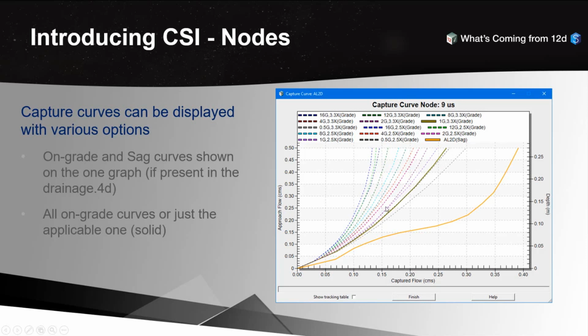Now that can be obviously useful if you're looking at changing the grade or crossfall of your roadway and trying to determine what might happen to your capture in that scenario. So it's just a little bit more useful information that you might be able to put to good use.